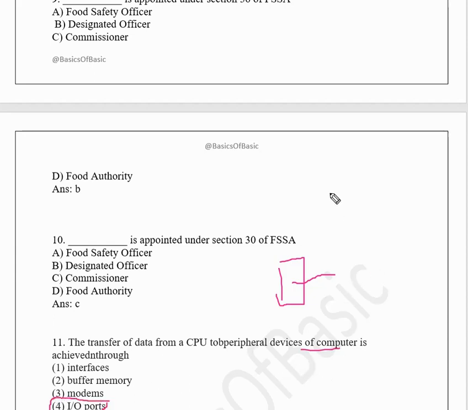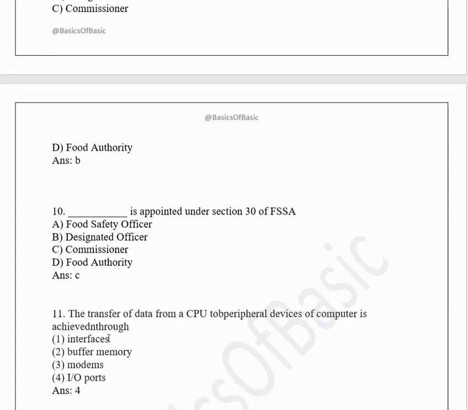So for example, in the CPU, there are places to insert pen drives. So these are the input output ports. Without this you cannot insert the pen drive. So these are the very essential input output ports that are required to send the information from the CPU to other peripheral components of the computer.